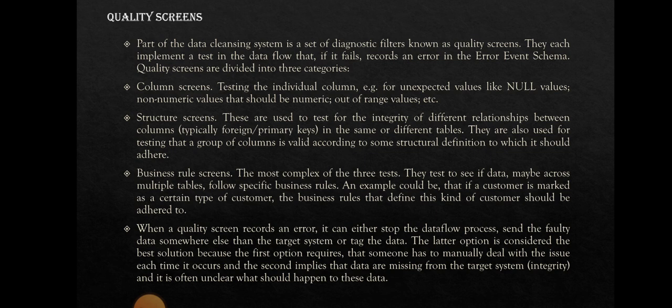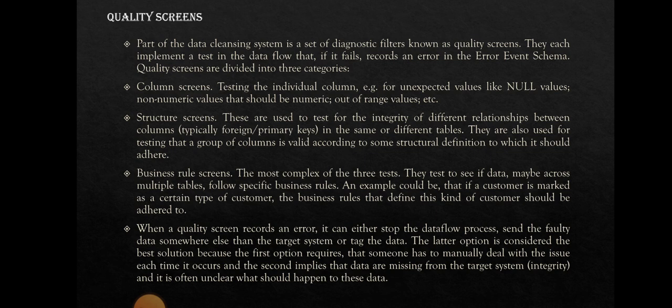Business rule screens: the most complex of the three tests. They test to see if data, maybe across multiple tables, follow specific business rules. An example could be that if a customer is marked as a certain type of customer, the business rules that define this kind of customer should be adhered to.